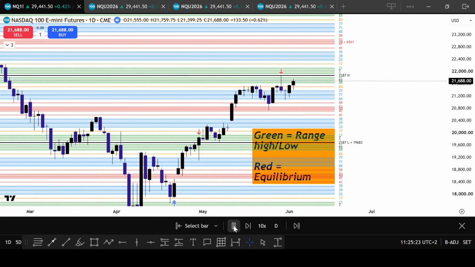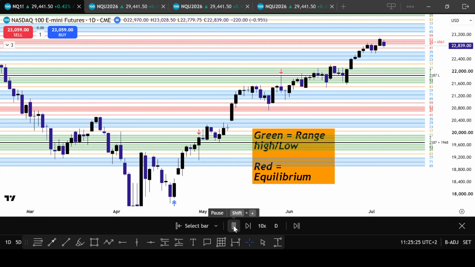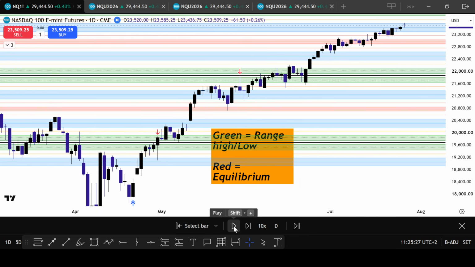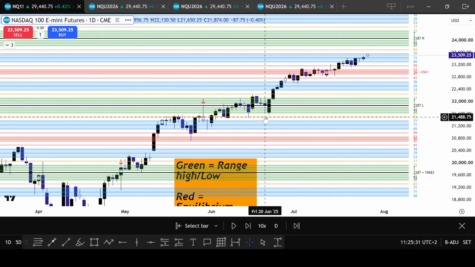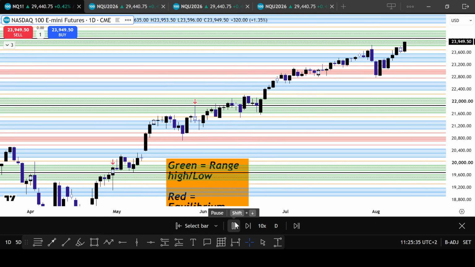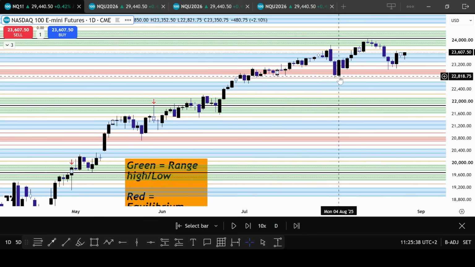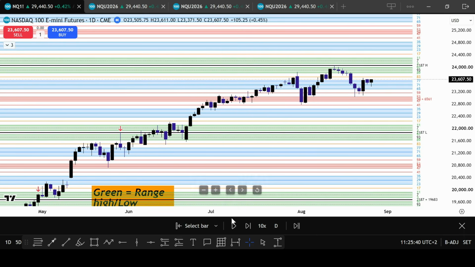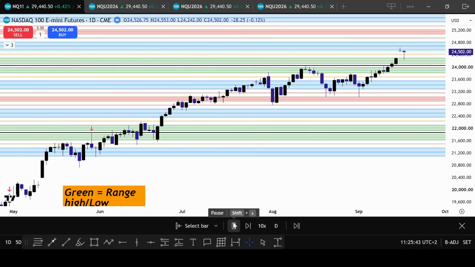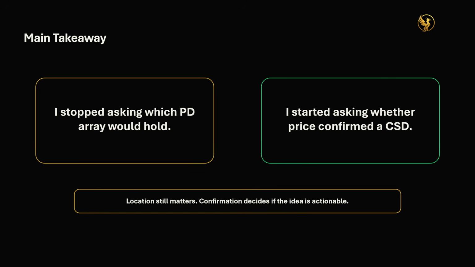And when we go ahead and play this forward, the same thing continues to happen over and over again. Here it happens again. Trades above, never closes below, continues to trade higher over and over again. Here it comes back into a discount after reaching the range high to then continue trading higher over and over again. So the main takeaway is simple. I stopped asking which PD array would hold and I started asking where the price had confirmed my CSD.